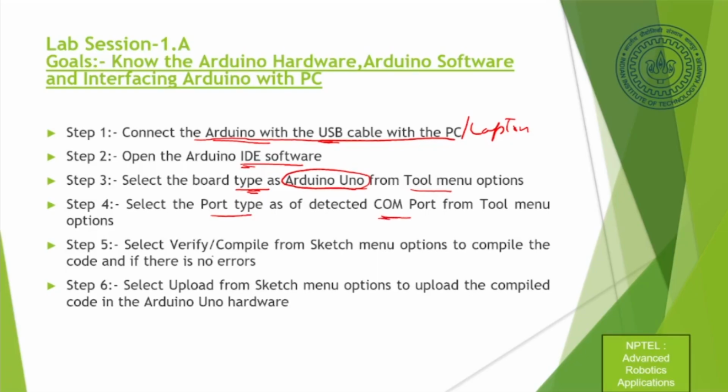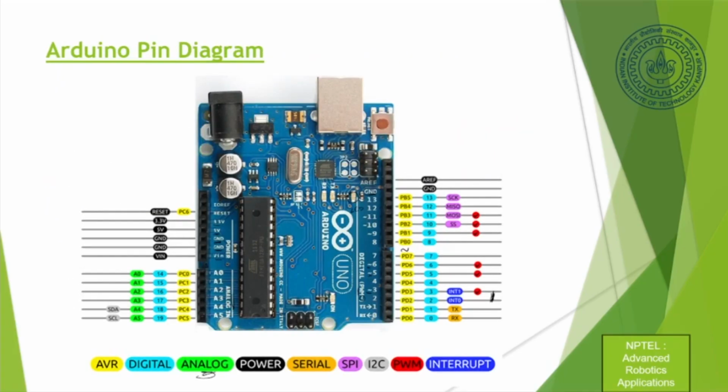Okay. Next, you can verify or compile from the sketch menu to compile the code such that there are no errors. Then you can upload onto the board. The moment you upload it onto the board, it will start working. The program will start running. Okay, and whatever you want it to do, it will do. Okay, now let's come and see a little bit more.